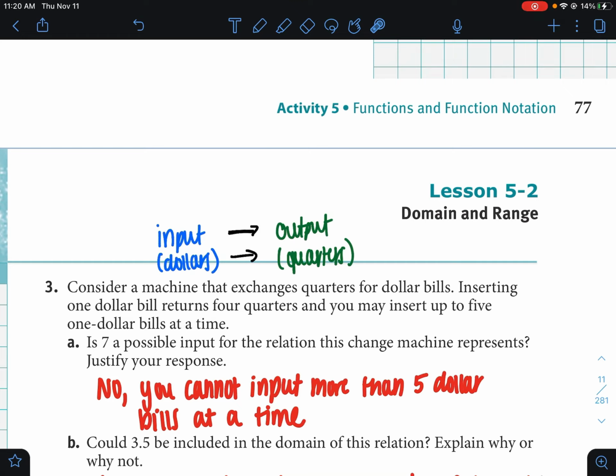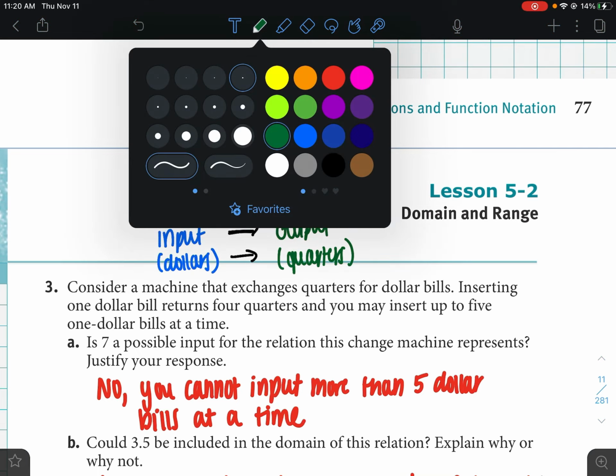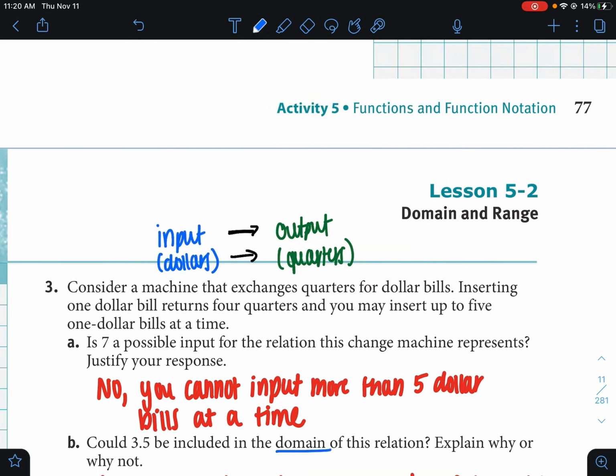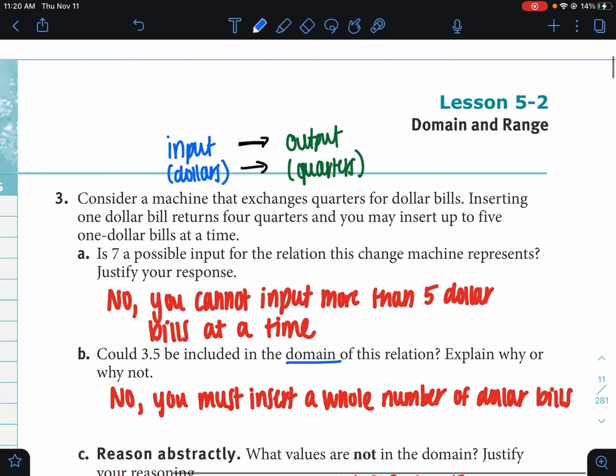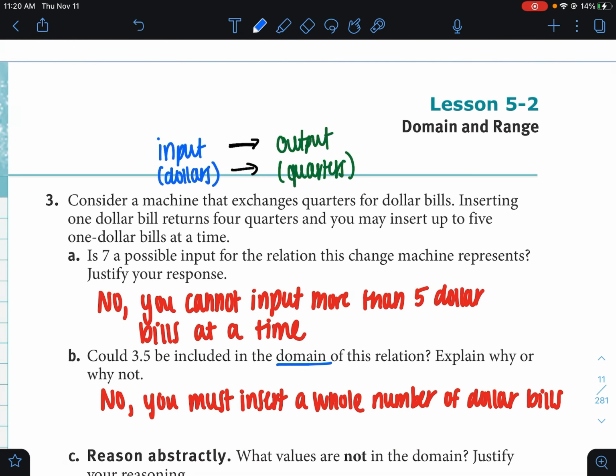Letter B, could 3.5 be included in the domain? Well, the domain is our inputs. So can we input $3.50? Well, no, that's silly, right? We have to input a whole number of dollar bills.